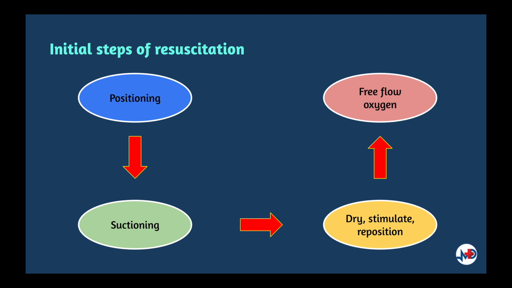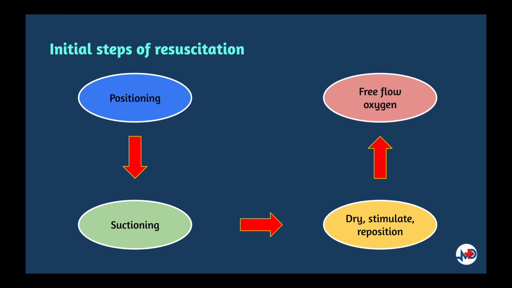Next would be to dry, stimulate and reposition the child. After suctioning, the baby should be dried adequately using pre-warmed linen to prevent heat loss. The wet linen should be removed from the baby. A brief tactile stimulation in the form of flicking the soles or rubbing the back may be provided in case of no establishment of good respiratory efforts.